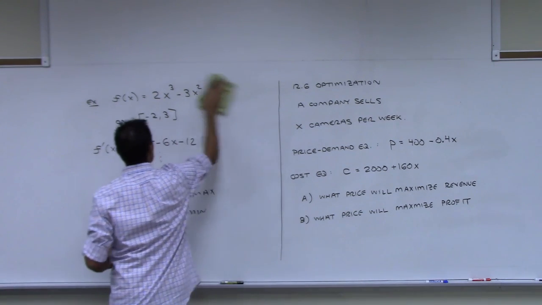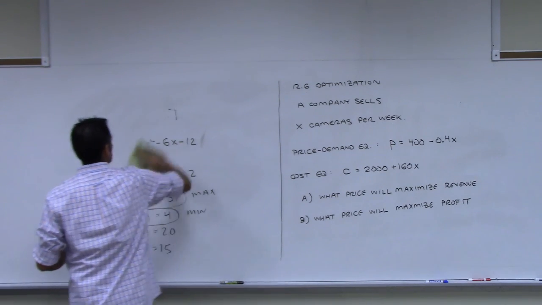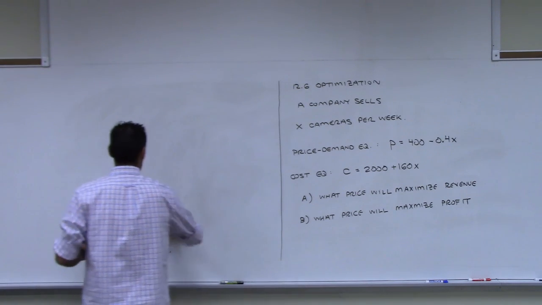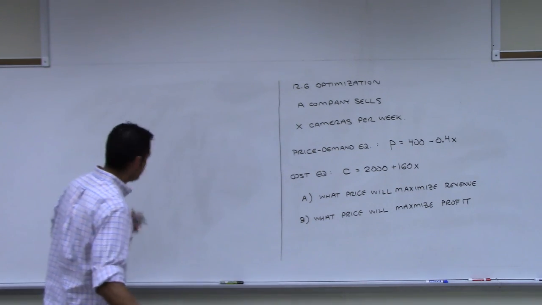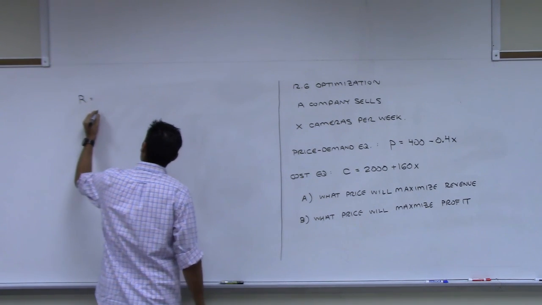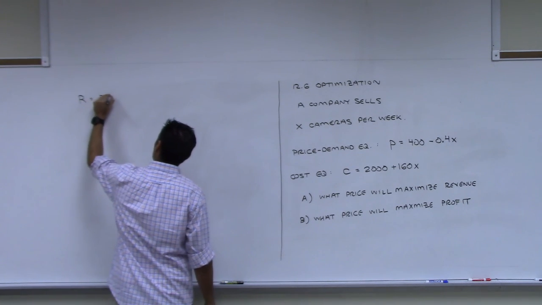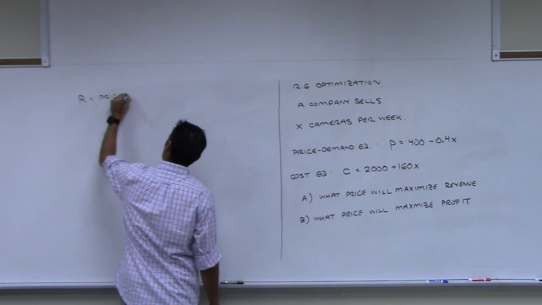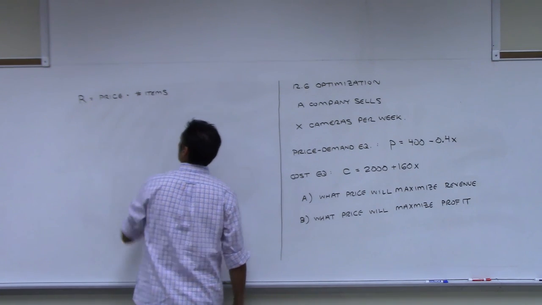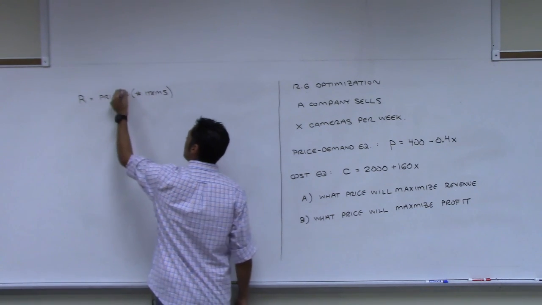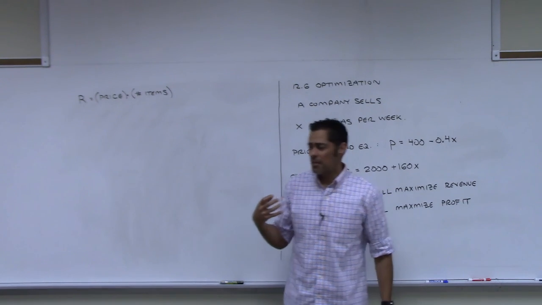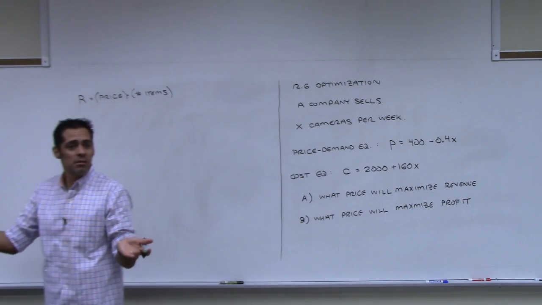For doing part A, we need to know the revenue. So do we know how to get revenue if we have a price-demand equation? And I've covered this once before. Revenue is going to be the price times the number of items we sell. All right? The price times the number of items we sell. Isn't that the money that's going to come in? That's going to be how much we sell it for and how many of them we sold.